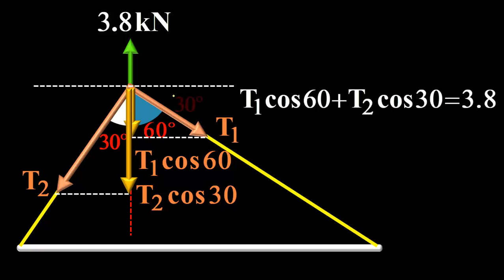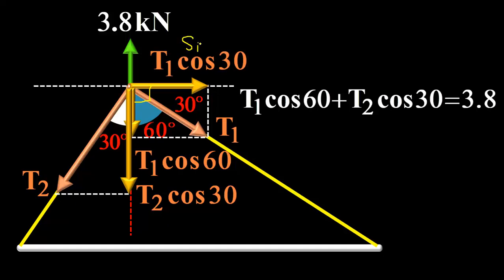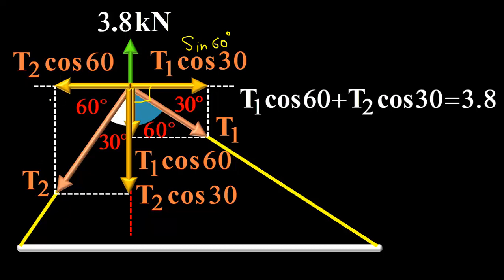Here, the angle between T1 and the horizon will be 30 degrees because the sum of 30 degrees and 60 degrees will give you a right angle here. So this is T1 cosine of 30 degrees, and also you can write T1 sine of 60 degrees. It's up to you. Here I will have 60 degrees the angle between T2 and horizon, and then decomposing will give you T2 cosine of 60 degrees here.